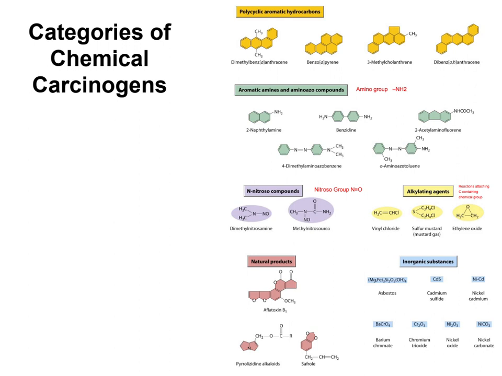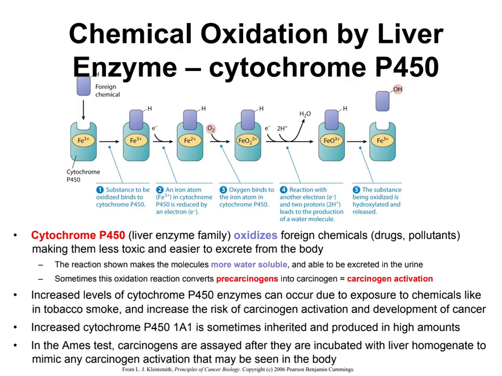In some cases, carcinogens need to be processed by enzymes, typically in the liver. And then once that process happens, they have their true carcinogenic ability inside of our bodies. In the liver, we have an enzyme called cytochrome P450. And this enzyme is known to oxidize foreign chemicals. And the goal would be to make them less toxic and also easier for them to be excreted from the body.